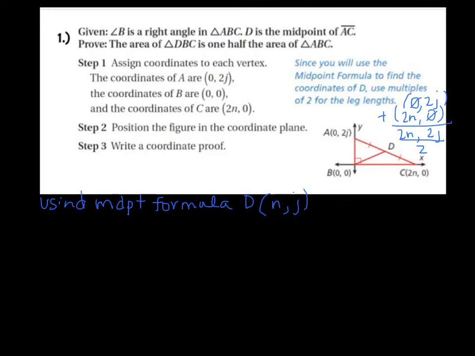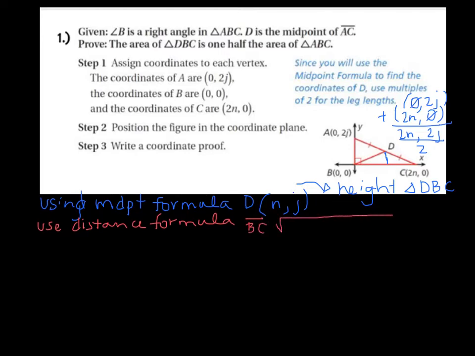Then once I have the coordinates of D, I know that I can find the height of this triangle by looking at the y-coordinate of D, right? So this is going to be the height of triangle DBC. Okay? But I need to find the base. So I need to go ahead and use the distance formula. So I'm going to use the distance formula to find BC.